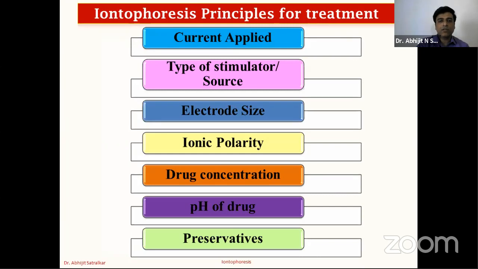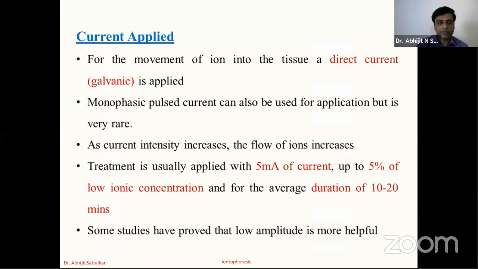Over here, we are going to look for current applied, type of stimulators or the source being used, electrode size, ionic polarity, drug concentration, pH of drug, and preservatives. Now, coming to the current applied, for the movement of ion into the tissue, a direct current or the galvanic is applied. Sometimes monophasic pulse currents can also be used for application, but it is very rare. As current intensity increases, the flow of ion increases.